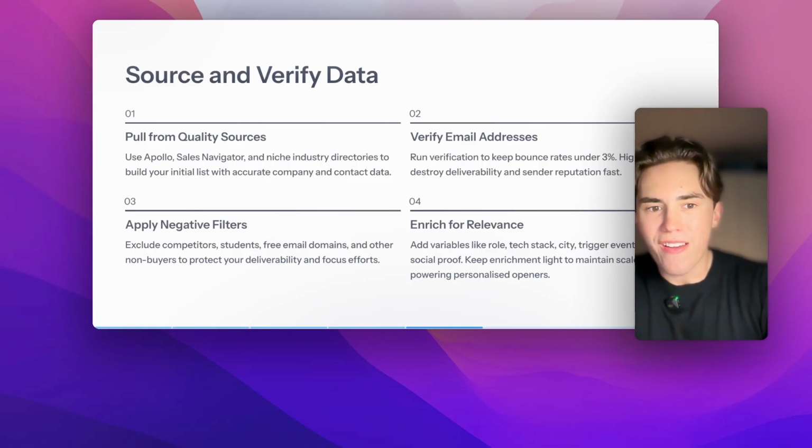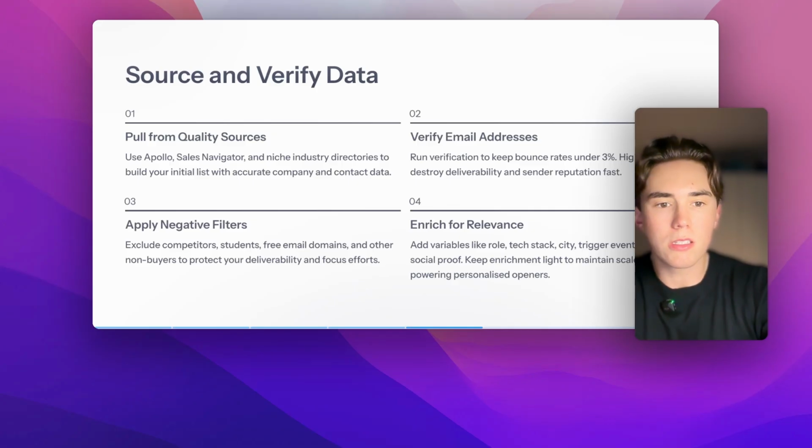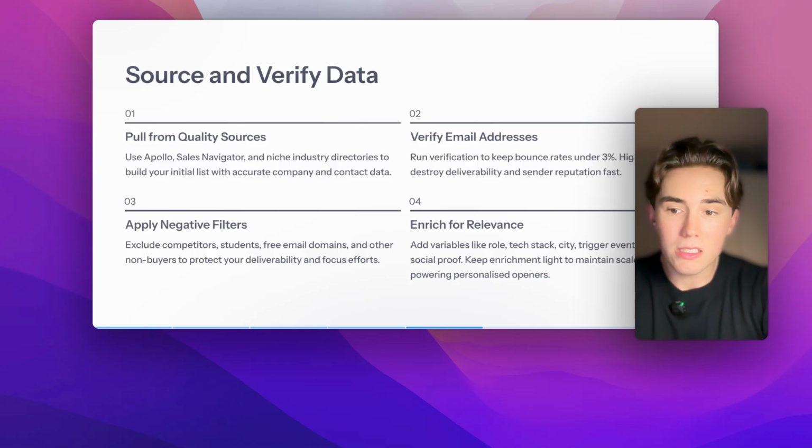Then from there, you're going to verify the email addresses, right? You want to keep bounce rates under 3%. I mean, ideally under 1%, but 3% is still all right, I believe. And then you want to apply negative filters. So you want to exclude particular things, because what happens naturally when running data, you're going to bring in other industries and other niches, right? That might fall under the similar keywords. So that's also one thing to keep an eye out for.